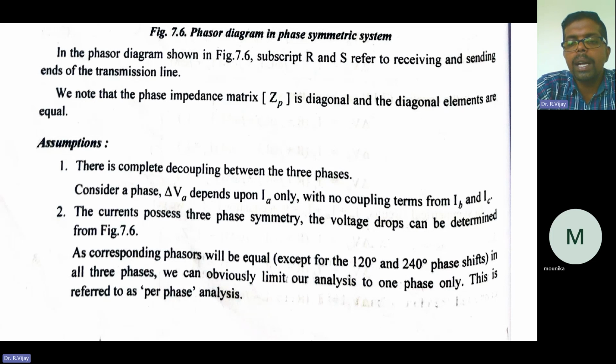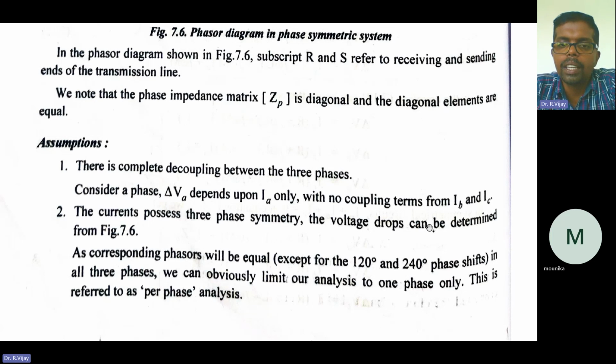What is the advantage of per phase analysis? Calculations are easy, because we convert everything into one phase, so there is not much calculation. Otherwise you would need to do separate calculations for all the phases again. So this is called per phase analysis. Sometimes a 2-mark question may come: what is per phase analysis, and what are the assumptions made in per phase analysis?